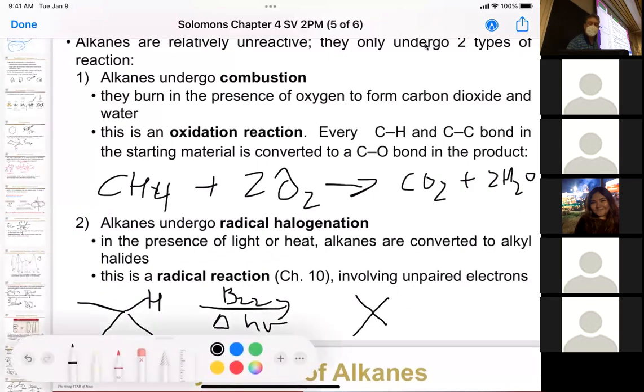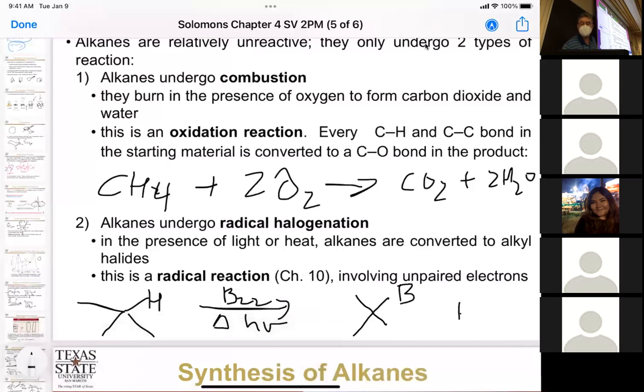There it is, bromine reacting to produce HBr. We're actually going to go over this mechanism in chapter 10, so we don't have to worry about that just yet. But it's a substitution reaction. So that's one of the few things we can do. Okay, so those are the two reactions we have for alkanes.